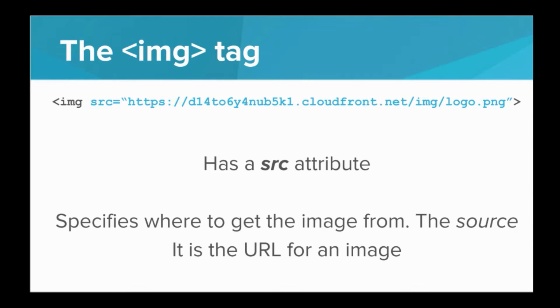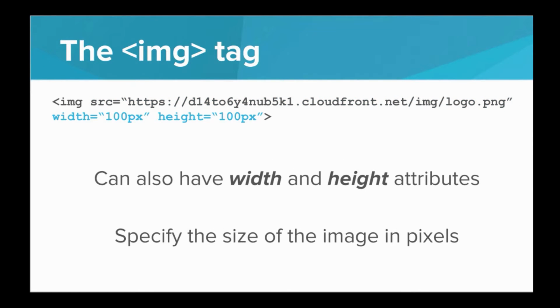We also have width and height attributes, and these can be used to specify the size of the image, and it's specifying the size in pixels. Now, we'll be learning a lot more about pixels later on in the course, but for now, just know that pixels are the tiny, tiny little dots of color on your computer screen that, when put together, create the entire image.